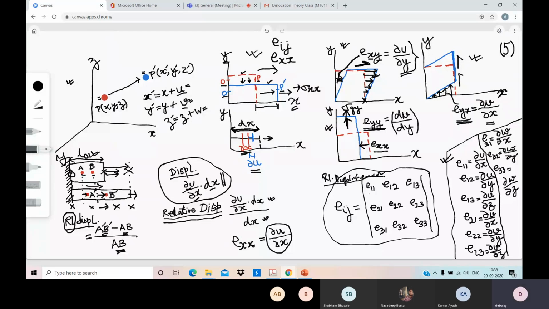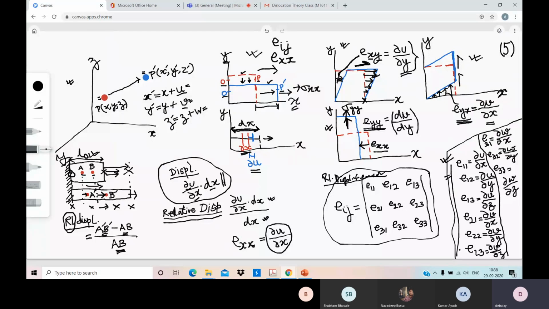This is my relative displacement tensor, and the terms are written as E11, E12, E13, E21, E22, E23, E31, E32, E33. You can also write them in terms of XYZ: EXX, EYY, EZZ, EXY, EYX, like that. All the terms are represented in terms of displacement derivatives. That means E11 equals del U del X. E12 is del U del Y. E13 is del U del Z.